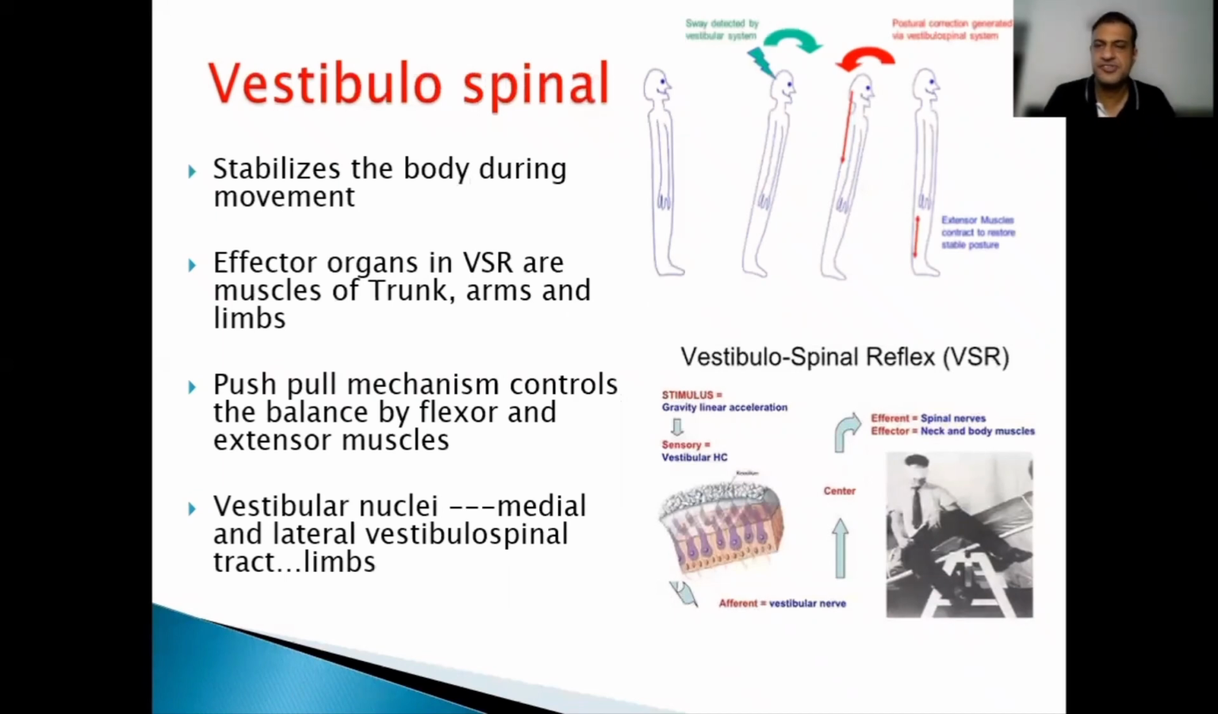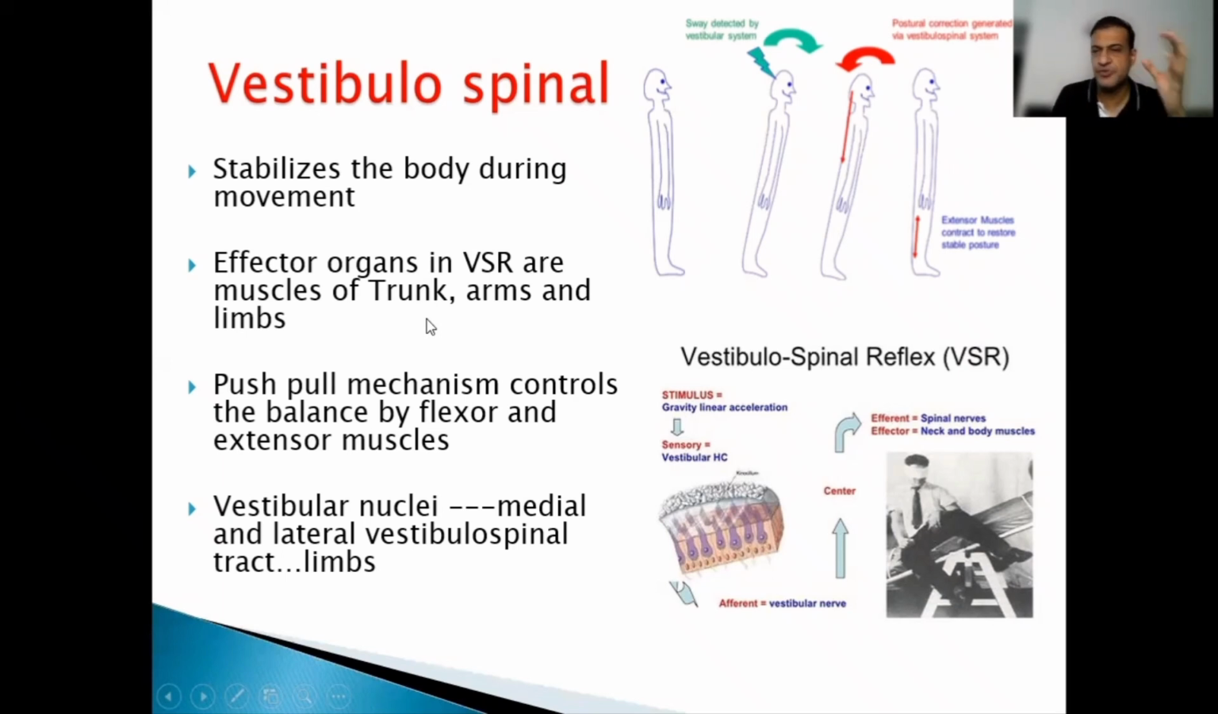Coming to the second reflex, which is the vestibulospinal reflex. The vestibulo-ocular reflex was for fixing the eye on a specific point. The vestibulospinal reflex is mainly to stabilize the body during movement. This also acts like a push-pull mechanism, but here the flexors and the extensors are working against each other. So when the body is falling anteriorly, the extensor muscles pull it behind, and when the body is falling posteriorly, the flexor muscles pull it anteriorly.